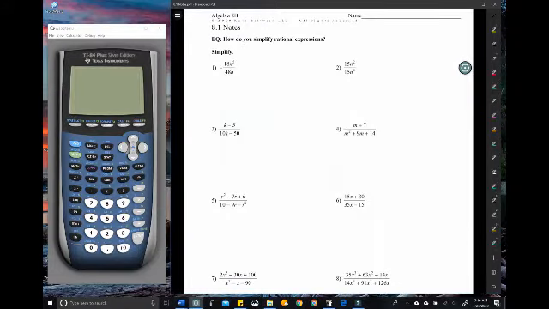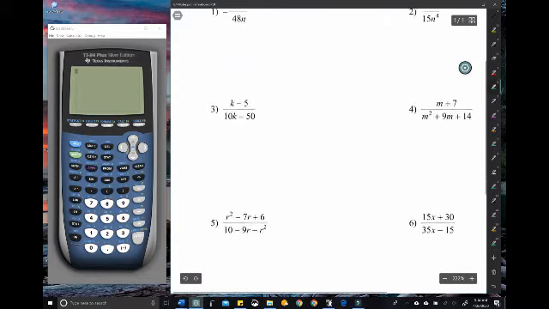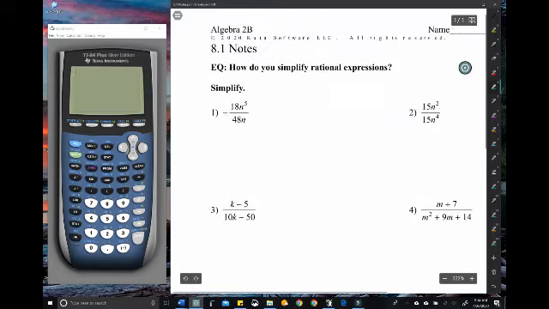Hello, Algebra 2B, and welcome to a new unit here, Unit 8. This one's going to deal with rational expressions, and what those are is just expressions with variables in the numerator and denominator. Some things like binomials, trinomials, and so forth. They're going to be scary at first, but we'll get you through.